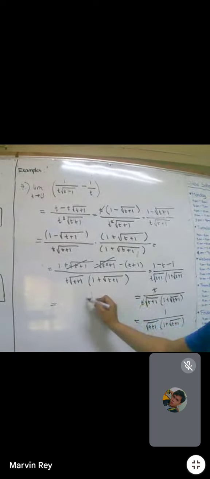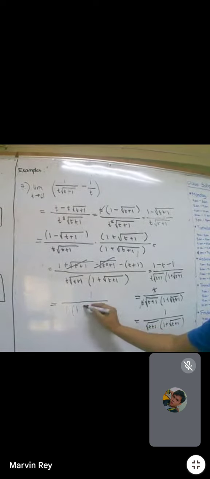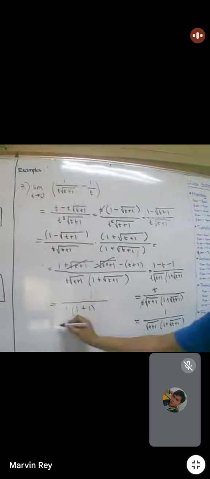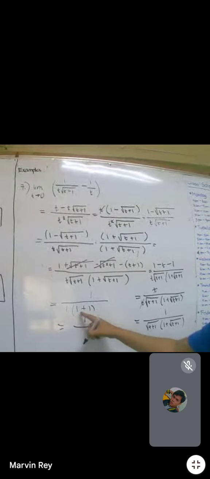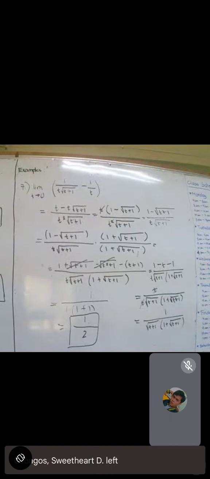So, t is 0, plus 1. The square root of 1 is 1. So, 1 times 1 plus square root of 0 plus 1. 0 plus 1 is 1, square root is 1. So, 1 plus 1 is 2, and 1 times 2 is 2. So, 1 over 2. That gets you the answer. Now, your equation has the t cancelled out, and that eliminated the problem.